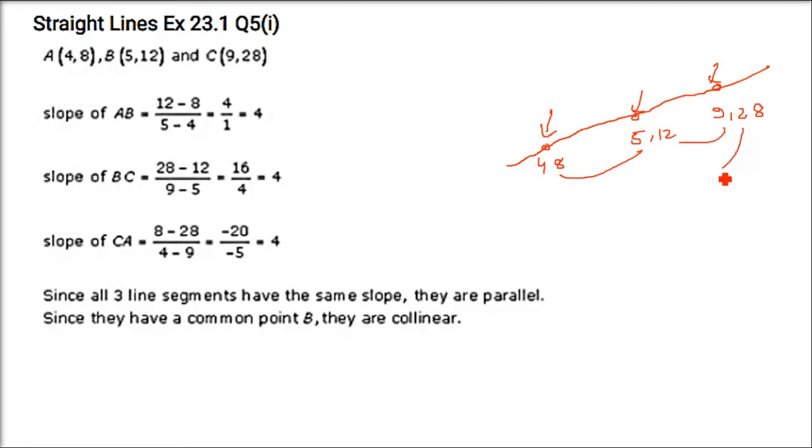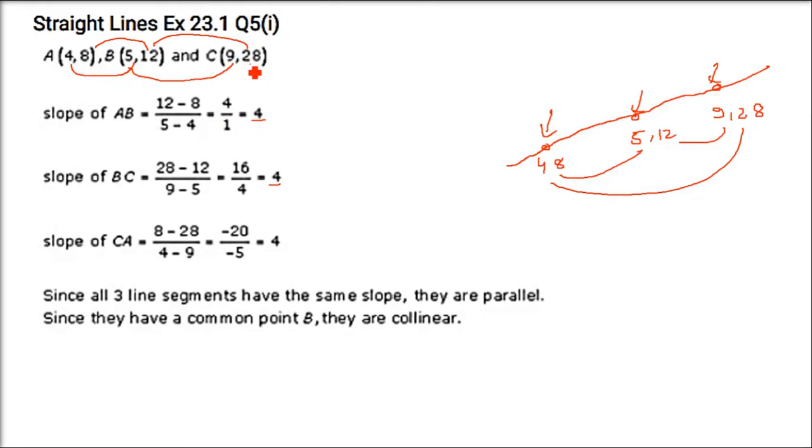So we'll take 4, 8, 5, 12, 9, 21, and then we'll try to find out whether you are going to get this slope as equal. So we'll take this A and B, 4, 8 and 5, 12. 12 minus 8 by 5 minus 4, you're going to get 4. Then you take 28 minus 12 divided by 9 minus 5, and that is going to be 16 by 4. Now coming to the A and C.